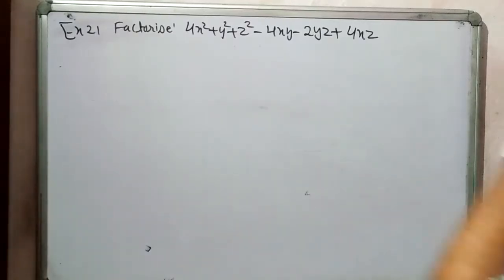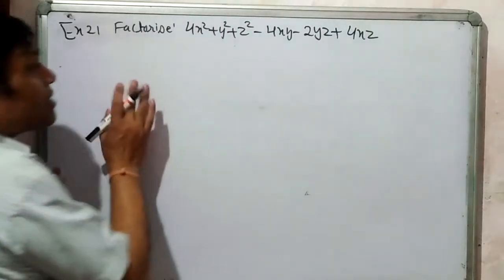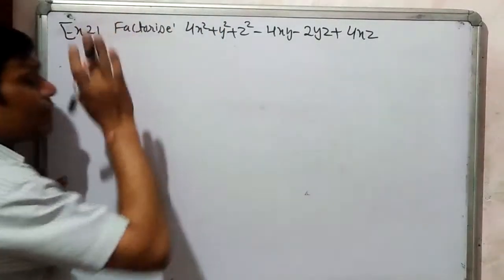That will be the answer for the expansion of this particular term using the identity. Similarly, we have example number 21, which is asking us to factorize this particular expression.